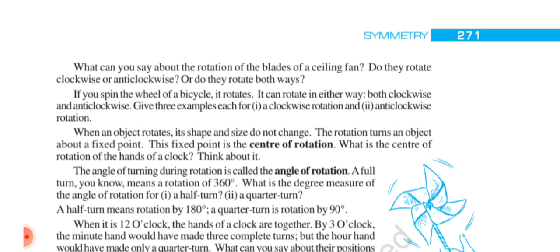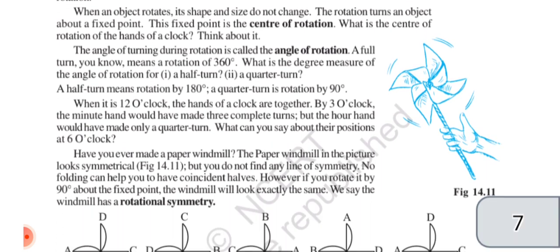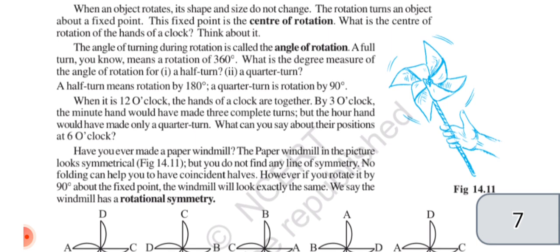Give three examples each for 1. clockwise rotation and 2. anti-clockwise rotation. When an object rotates, its shape and size do not change. The rotation turns an object about a fixed point. This fixed point is called the center of rotation.